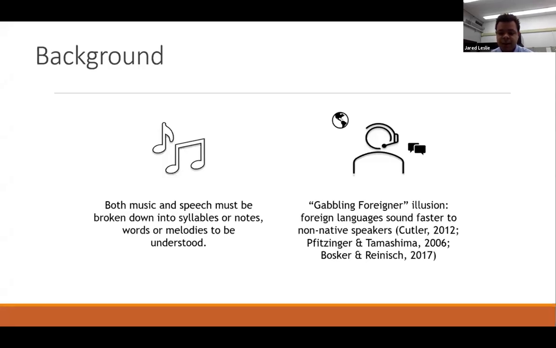A later study was published by Bosker and Reinisch, which showed a similar effect of language in both German and Dutch listeners, looking at implicit tempo perception processing in a sentence processing task. And so they had this mutual similarity: there was an effect of language, and an individual's native language was impacting how they were perceiving the speed of the foreign language that they heard in both studies. Now, moving on from this existing evidence, we're interested in seeing if the gabbling foreigner illusion persists in music. More specifically, if unfamiliar foreign speech is perceived to be faster than native speech, regardless of actual tempo, would culturally unfamiliar music sound faster than familiar music? And would this hold true for various cultures?